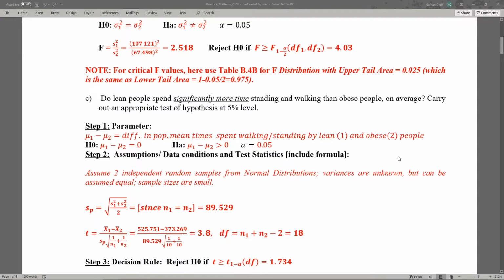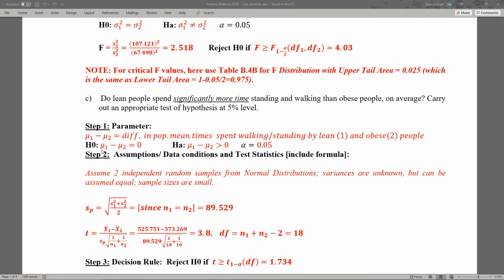We are asked to analyze whether lean people spend significantly more time standing and walking than obese people on average. First, we define the parameter. In this case, we're looking at the difference between average standing and walking times between the two groups. Therefore, our parameter, we have mu1 minus mu2 equals the difference in population mean times spent walking or standing by lean and obese people. Then we construct our null and alternative hypotheses.